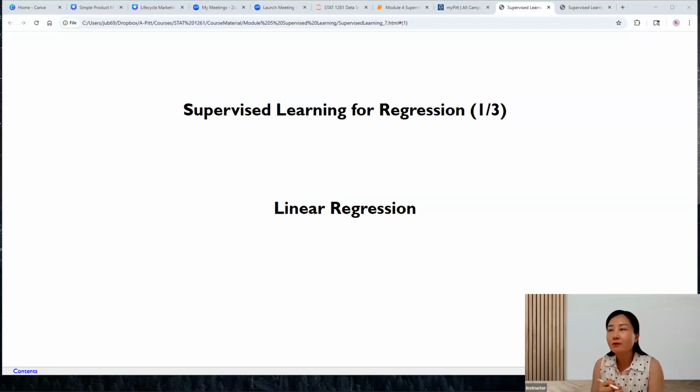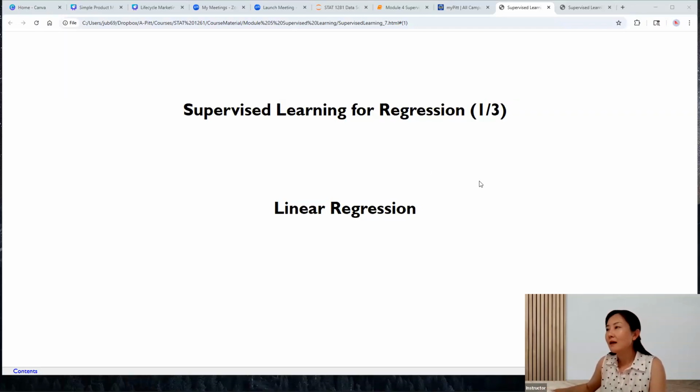And today we'll start to talk about supervised learning models for regression. And we will use about 2 lectures to talk about this topic. And we'll start with the simplest case, linear regression. And then we will talk about how to use machine learning models to do regression. For example, decision tree, random forest, and k-nearest neighbors.